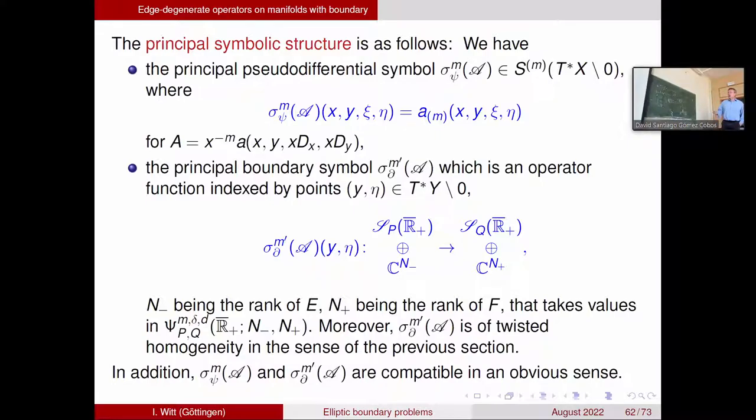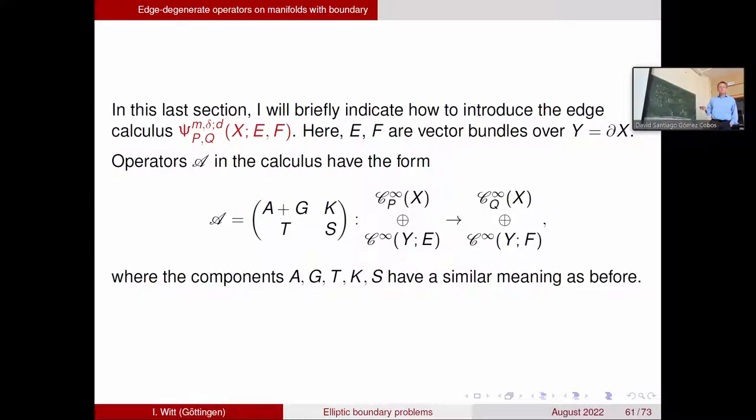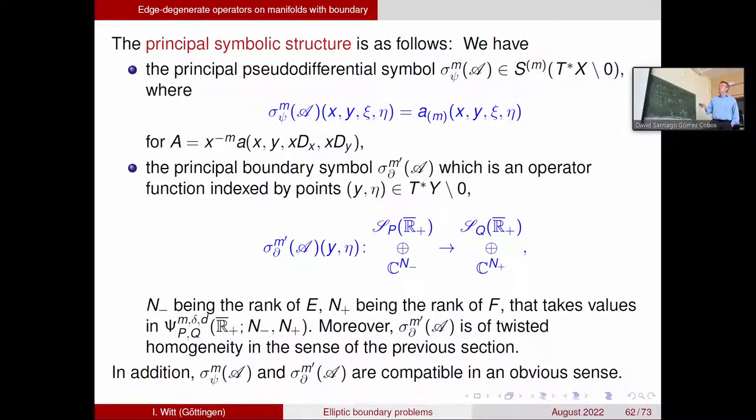Okay, and then there is a compatibility condition between the two. So basically, if you take the edge principal symbol of this A, then it is basically a pseudodifferential operator as before. It has a principal symbol, and that principal symbol is the principal symbol of this, here at x equals 0. So this gives you an intrinsic characterization of the principal symbol space. I don't want to say more about that. We know what possible principal symbols are. We have a description of the space.